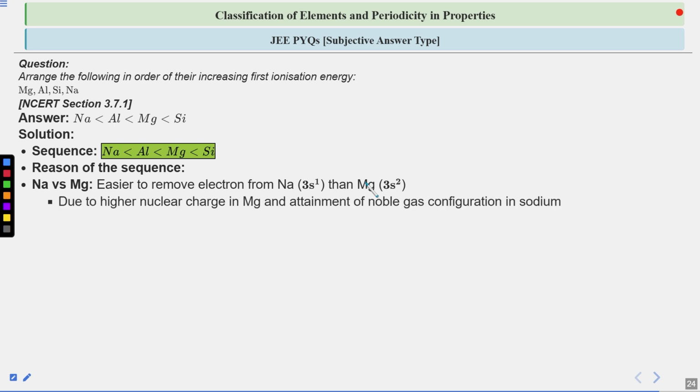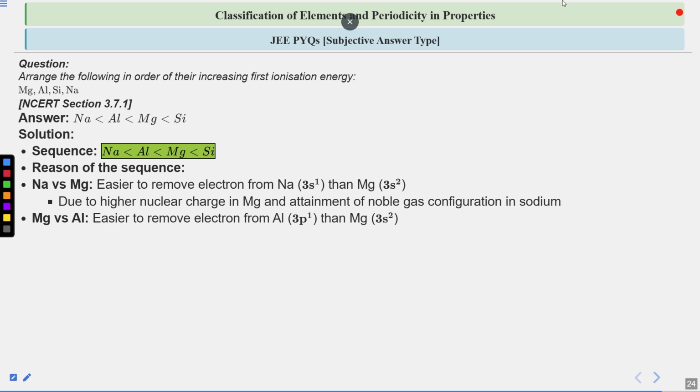So due to higher nuclear charge, the first reason, and the second important reason is attainment of the noble gas configuration in sodium. It is having a lower ionization potential. Now what about the second term? We will compare the magnesium and aluminium.